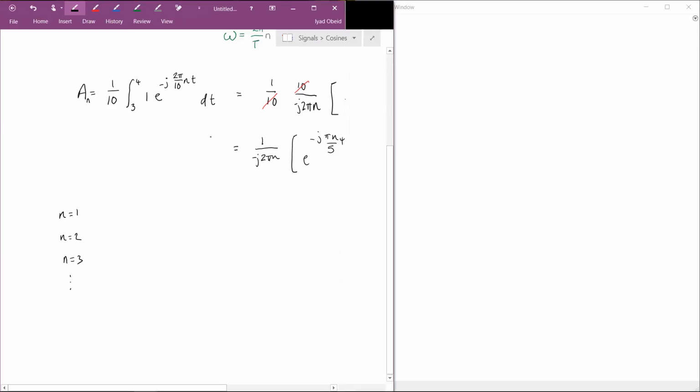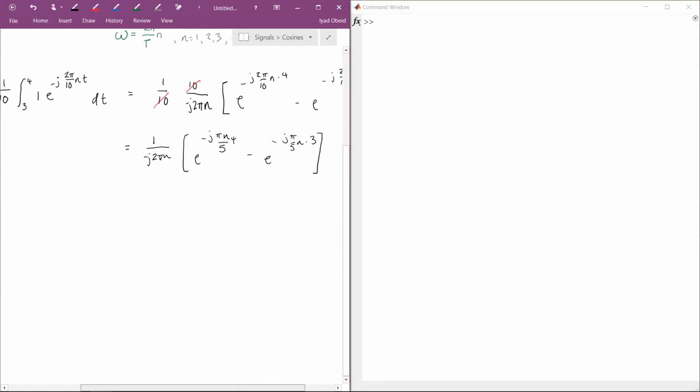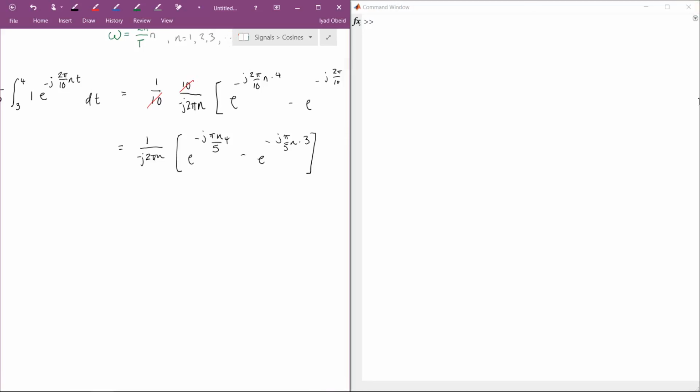Let's give this a whirl. What I'm going to do is attempt to type this formula into MATLAB, and then we will evaluate it for different values of n. Okay, so I'm at the command window now.